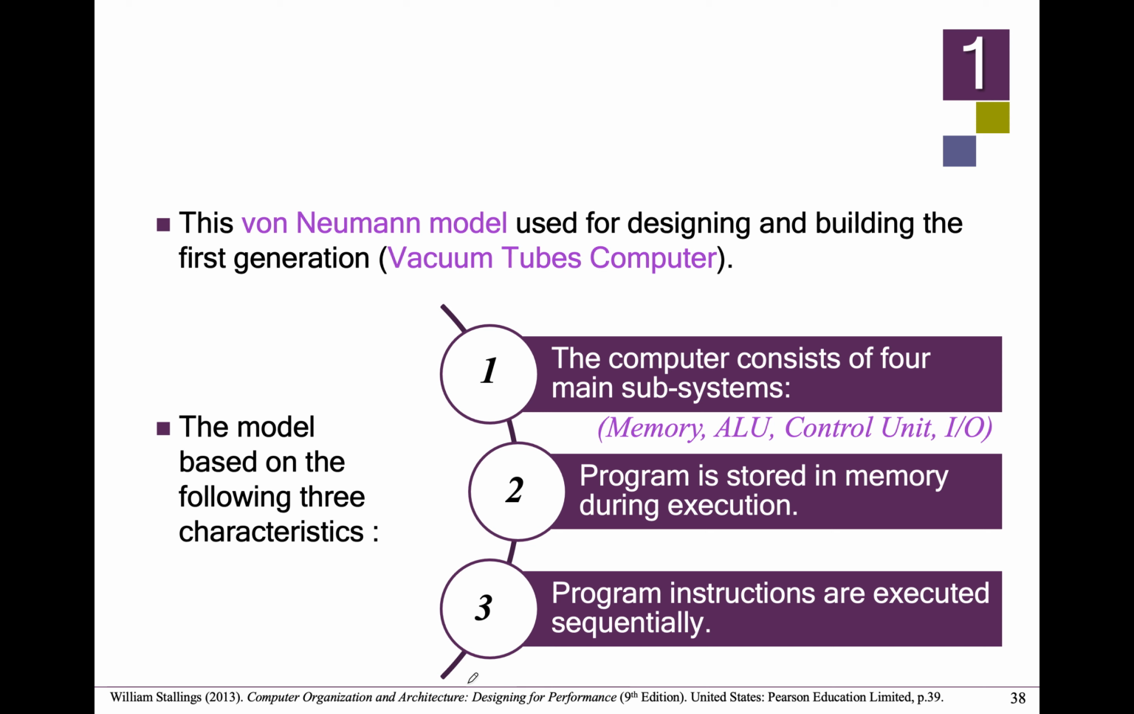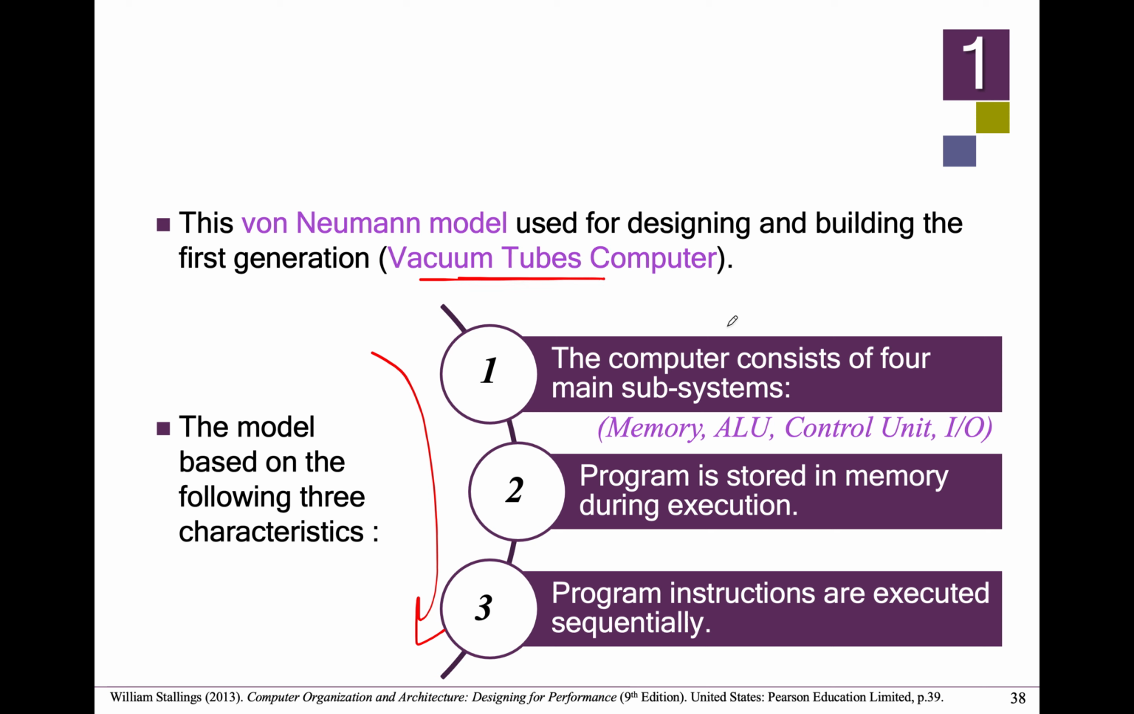And this von Neumann model was used in designing and building the first generation, which is the vacuum tube computer. Sorry, it's quite boring to learn history again. You can see there are three following steps for the three characteristics of the vacuum tube computer.